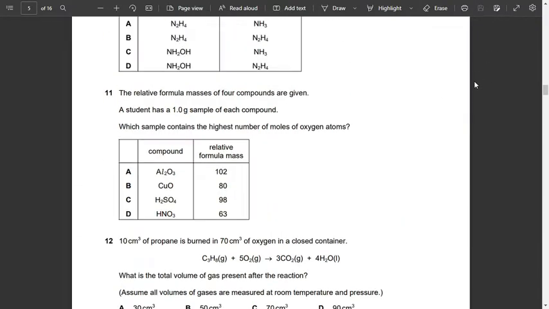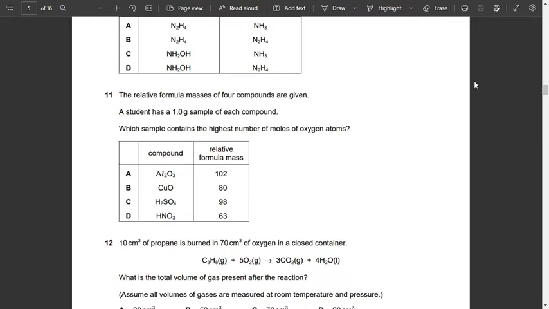Let's start with MCQ number 11. MCQ number 11 says the relative formula masses of 4 compounds are given. A student has a 1 gram sample of each compound. Which sample contains the highest number of moles of oxygen atoms? So if you look at the compounds, they are Al2O3, CO, H2SO4, and HNO3, along with their relative formula masses.